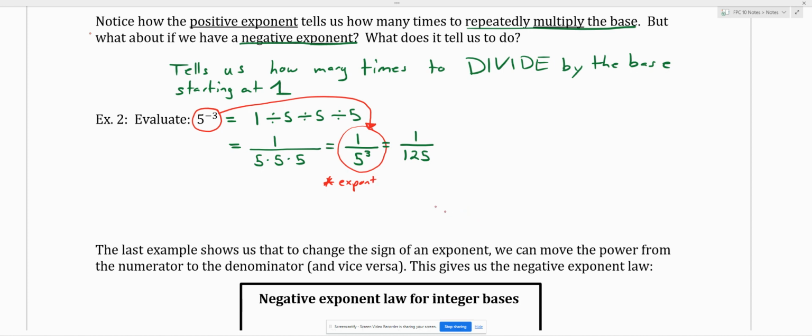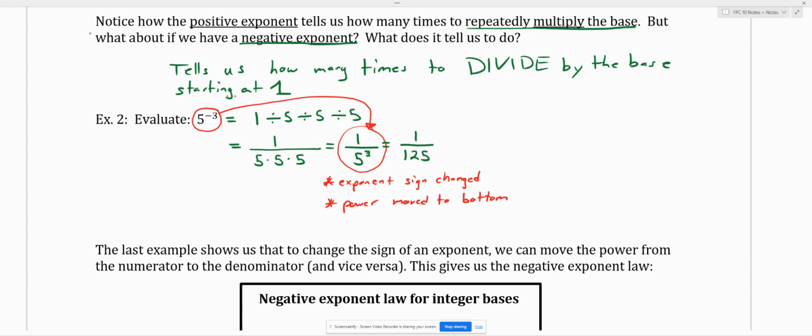Just trying to fix a typo. There we go. Exponent sign changed from negative to positive 3. And then also the power is now on the bottom. The base is moved to the bottom. So the power moved to the denominator, or the bottom.